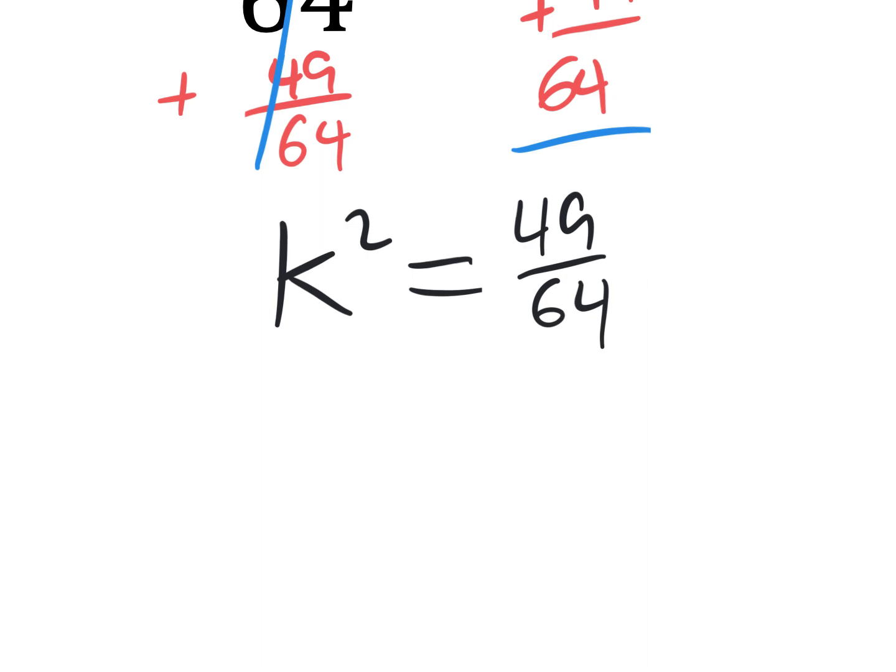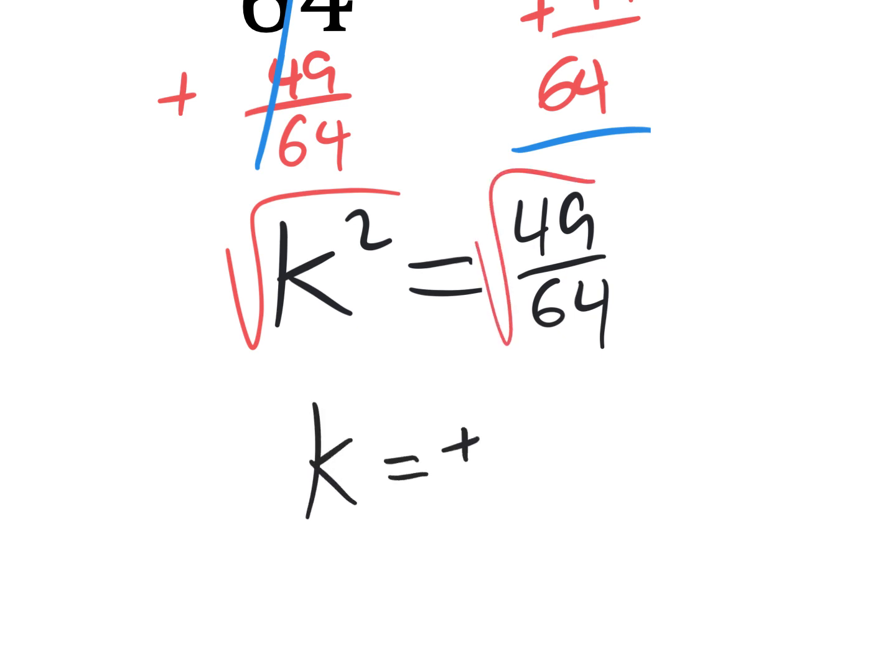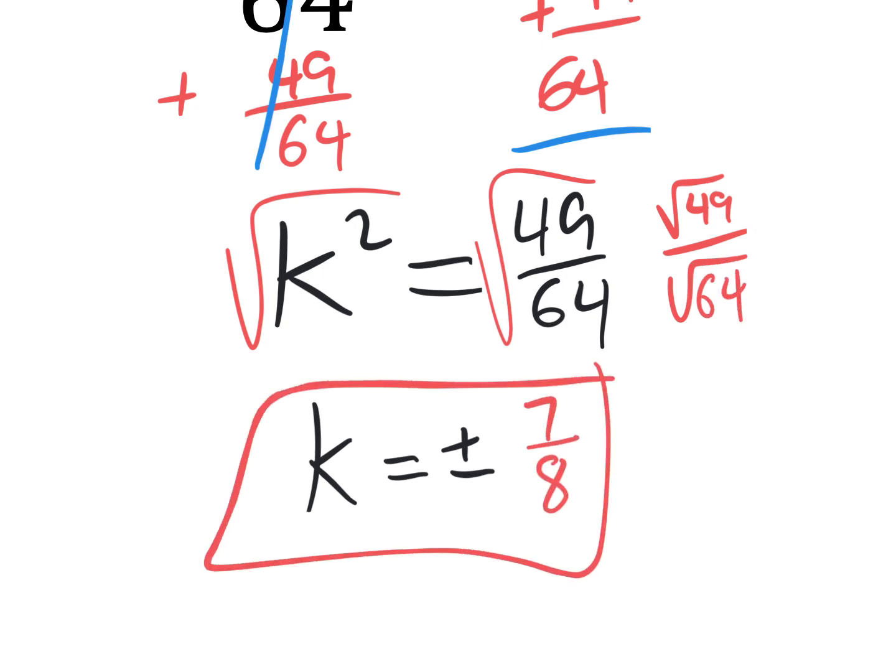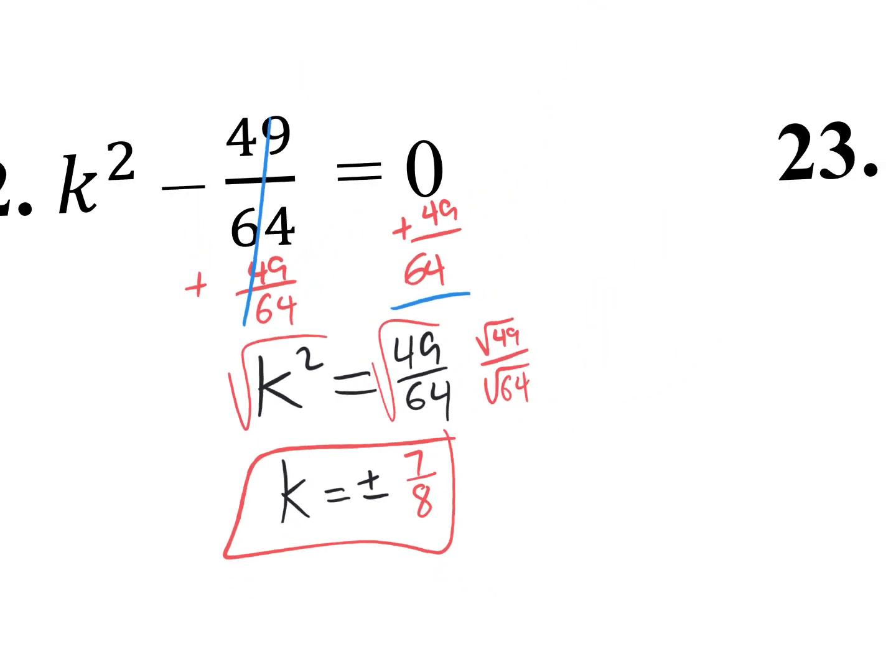So you're going to do the inverse operation of squaring. The opposite of squaring is square rooting. So you're going to apply a square root here, apply a square root there, and you will get k equals, but don't forget to put a plus or minus in front of your answer. And remember that you could split that root. Square root of 49 is 7, square root of 64 is 8, so you get a 7/8 as your final answer. Well, technically, k equals plus or minus 7/8, which means you have two answers, a positive 7/8 and a negative 7/8.